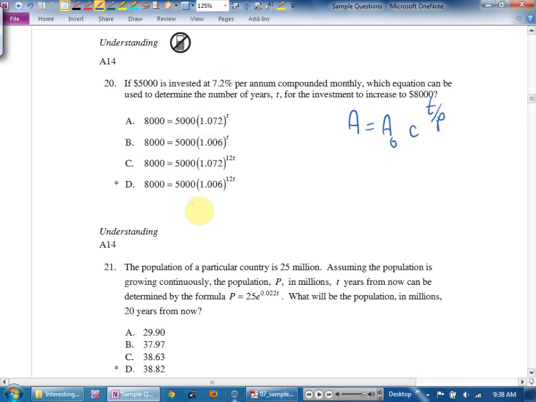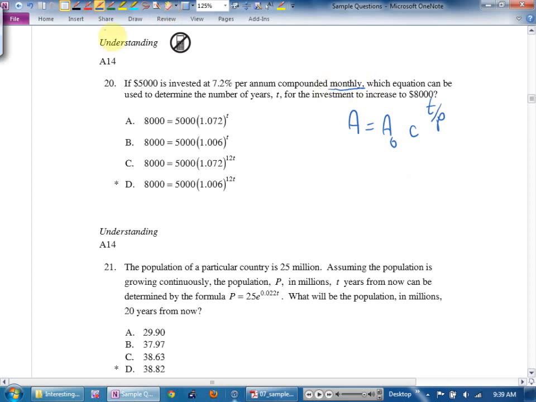7.2% per annum. Now, at first, you might think that that means 1 plus 0.072, but that was not quite right. What you had to do was look at the compound period. We're compounded monthly. What does monthly mean? How many times a year? 12. So if it's 7.2% for a whole year, how much for a month?